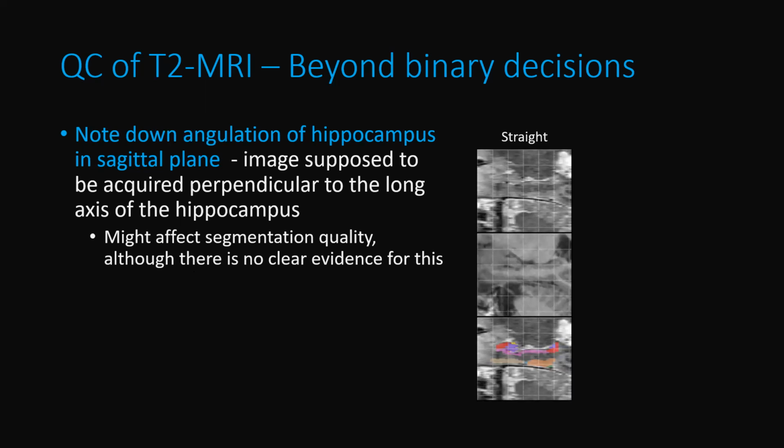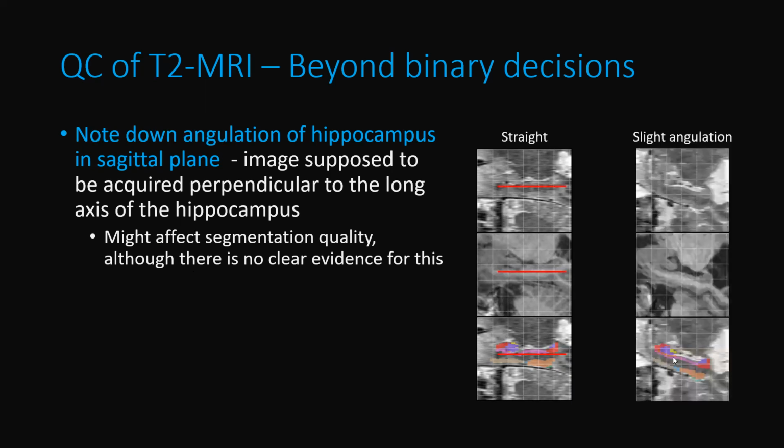The way you can look at it is, for example, in this example, the T2 is a bit fuzzy, but helps to also see the segmentation. I hope you can see that it's a straight line. So that means that the image is acquired perpendicular to the long axis of the hippocampus. And then in this example, the hippocampus is actually at a slight angle. So for this case, you would maybe need to write something down that it's not straight.